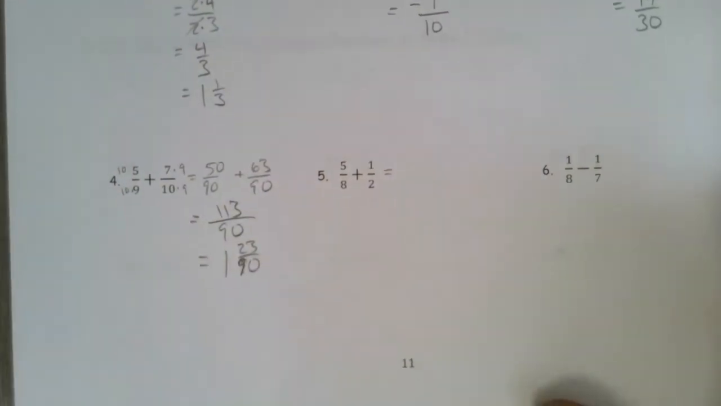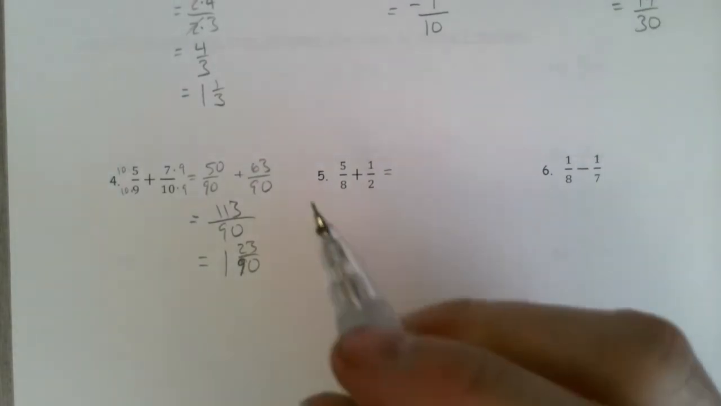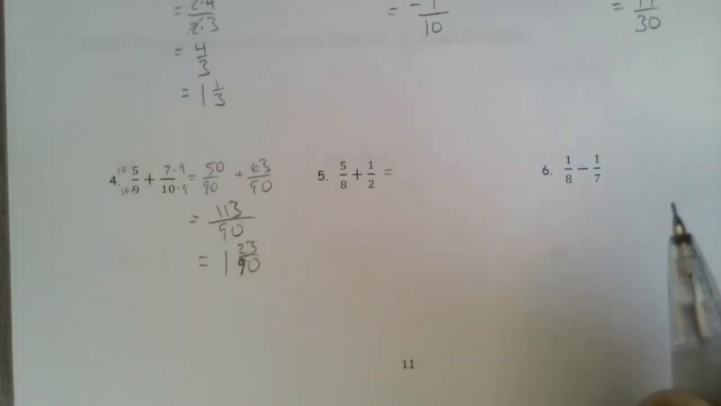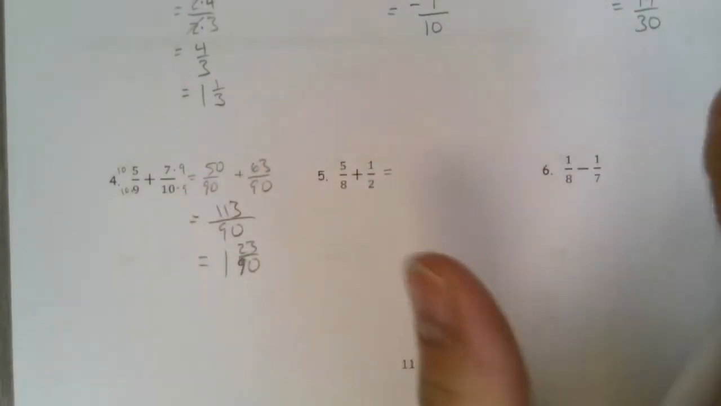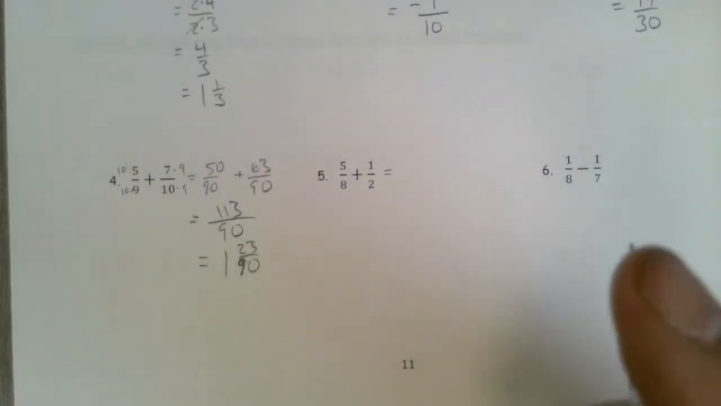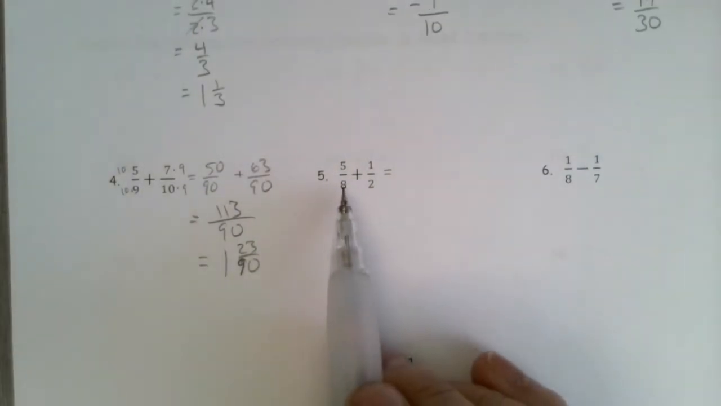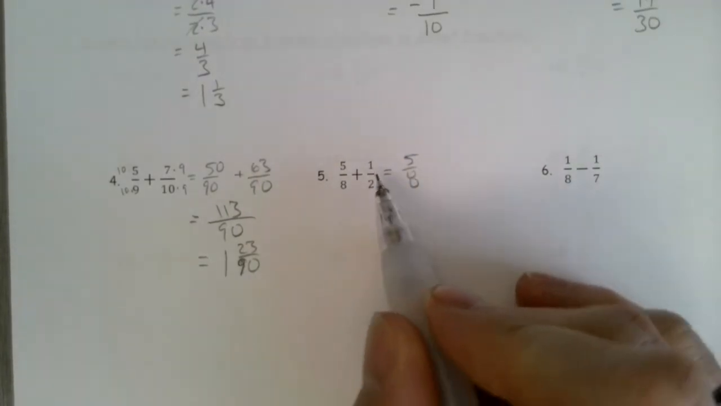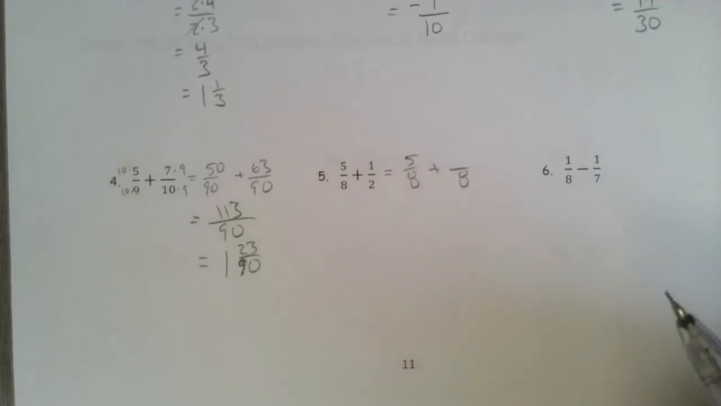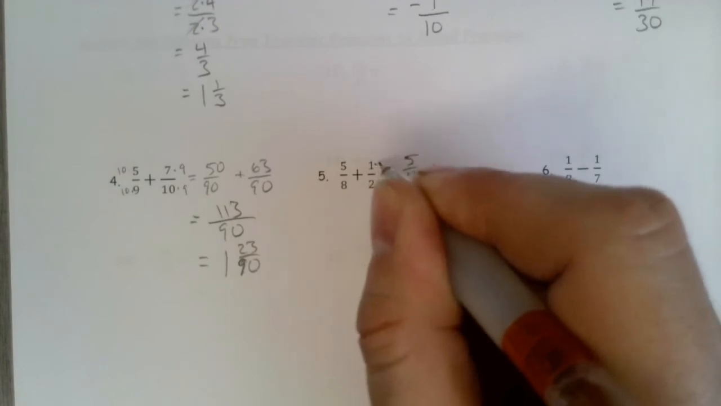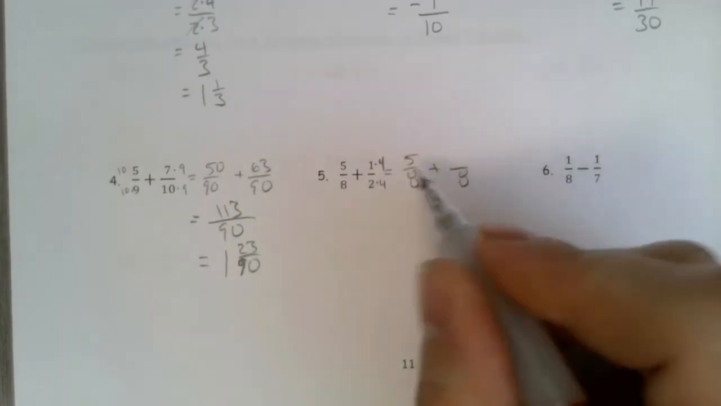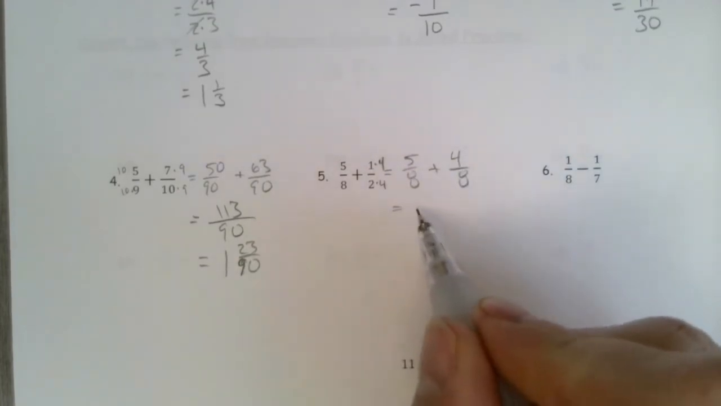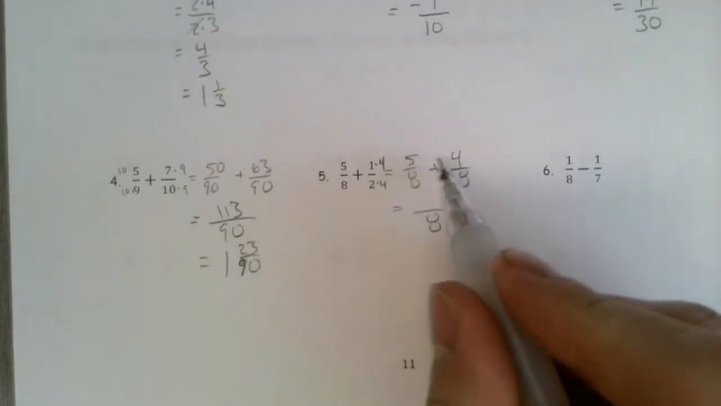Take a look at this problem. 5/8 plus 1/2. Okay, again, I'm not adding the same thing. I'm adding 5 apples plus 1 orange. It's not a clear-cut way to add those together. But is 8 a multiple of 2? And the answer is yes. So I can actually take that 1/2 and write it as a fraction with a denominator of 8. I just have to multiply numerator and denominator here by 4. And that's going to give me 4/8. Now, that means my answer is going to be over 8, and 5 plus 4 is going to be 9.